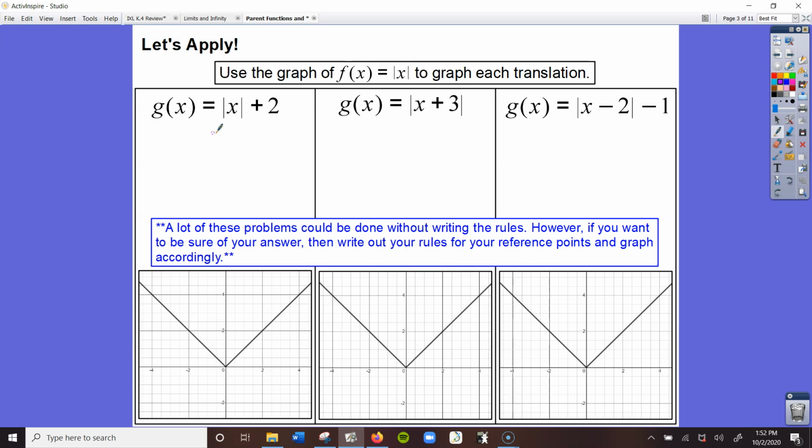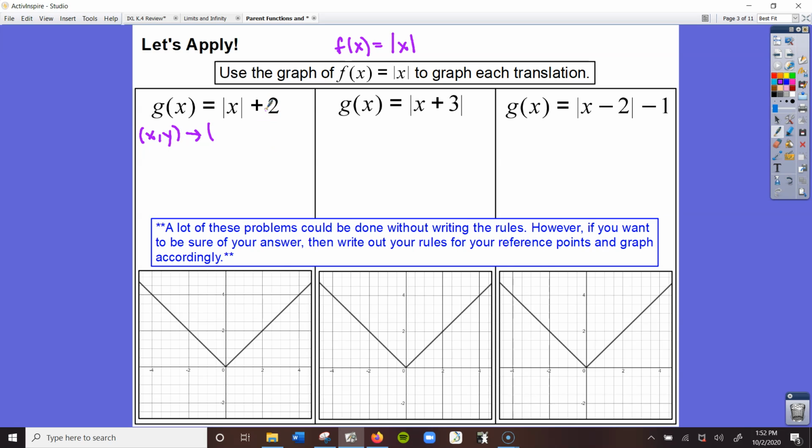Now, how you write the rule would be x, y. This represents the points on the parent function. And then you would look at the transformed function. So here my parent function for all of these is the absolute value of x. So we're looking at what is added on to this particular function. In the first one, we see that it's the absolute value of x plus 2.